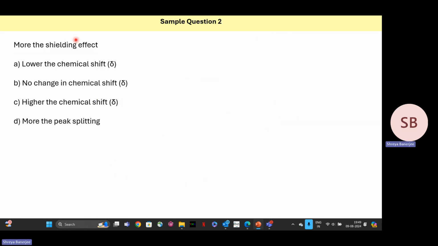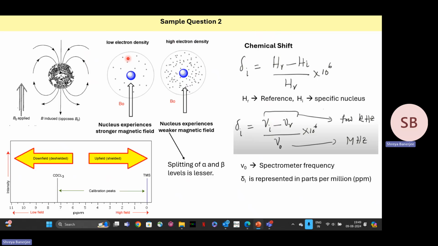Then you have more the shielding effect. What happens to the chemical shift? Basically, more the shielding effect, lower the chemical shift. So we have seen that a more shielding effect means the nucleus is surrounded by a large number of electrons. The nucleus is highly shielded.